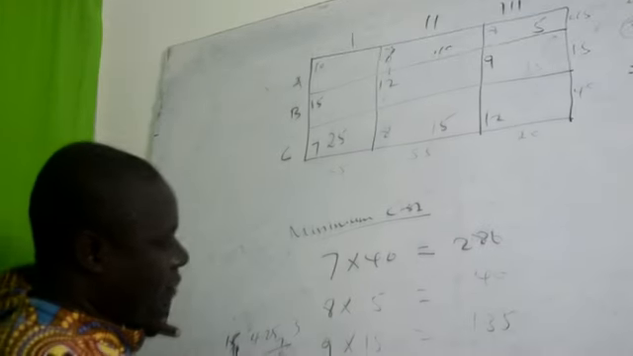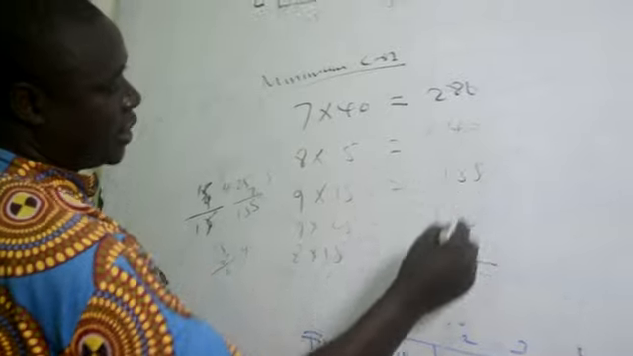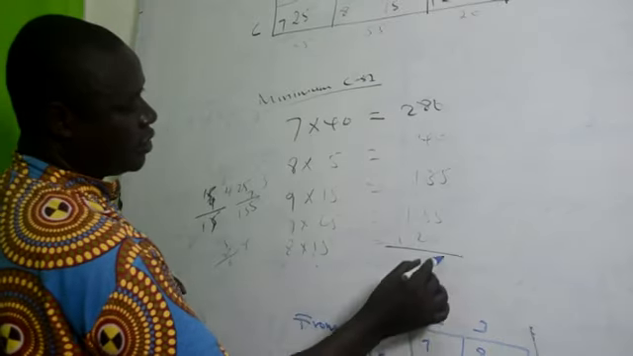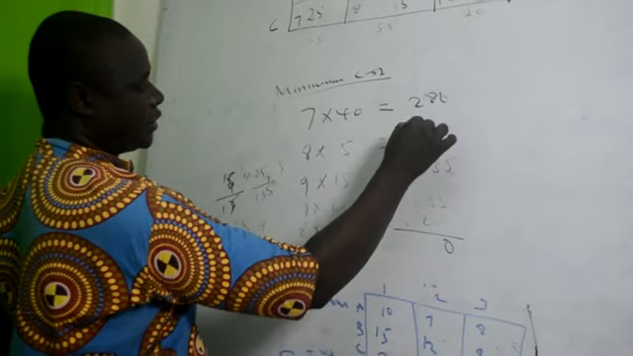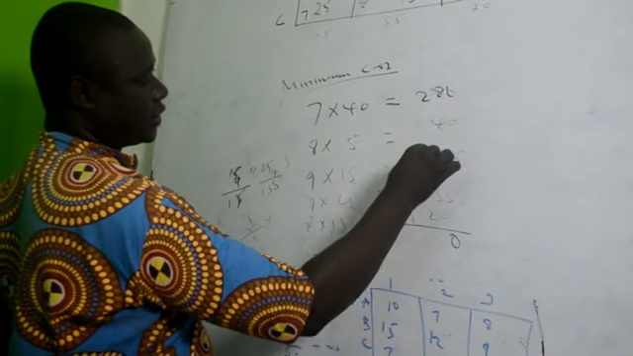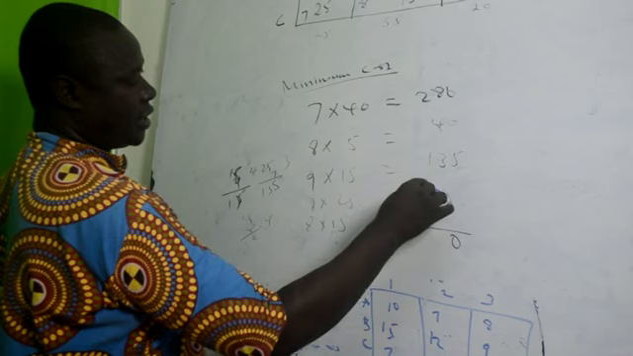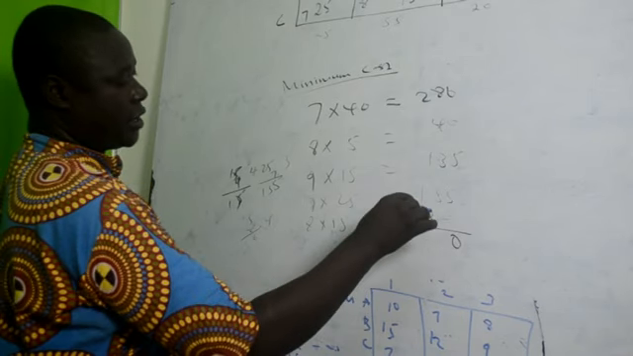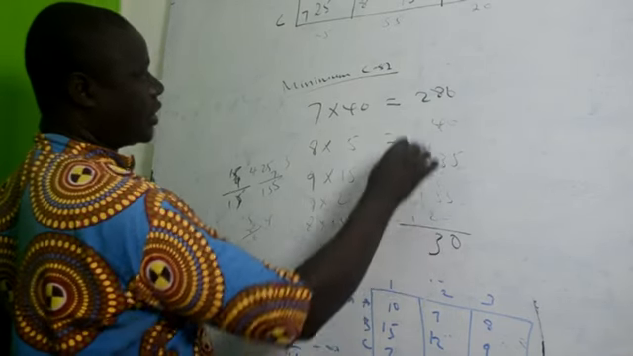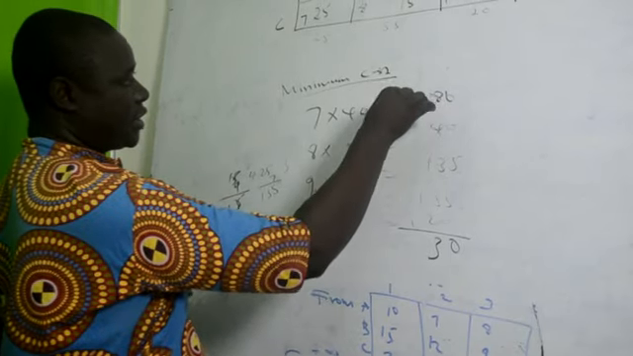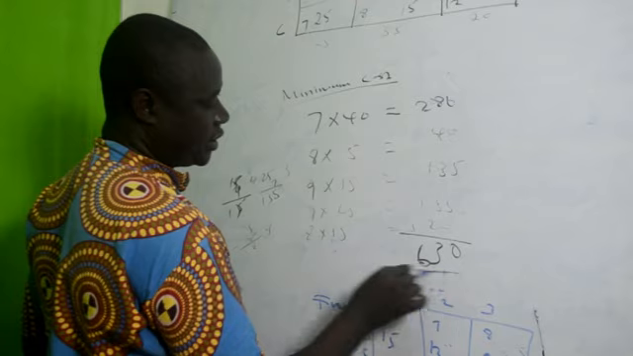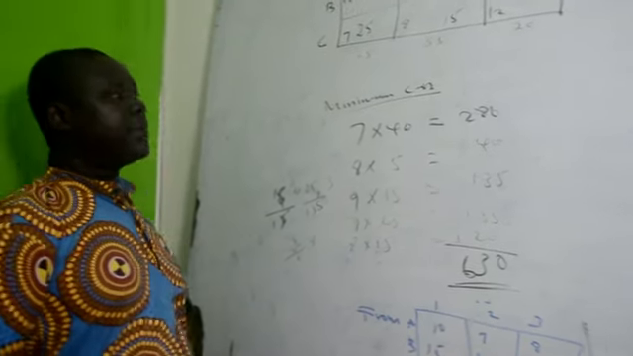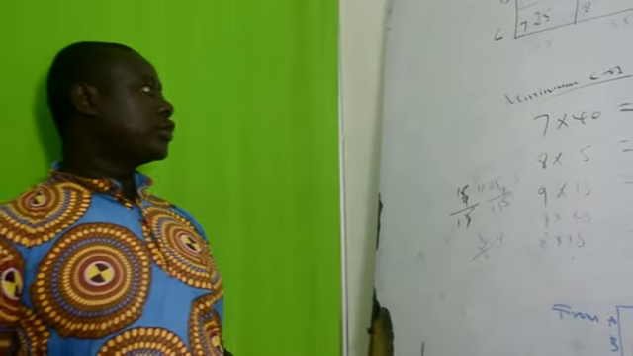Then you add all of them. If you add them, what do you get? The total comes to 630. Now 630 is going to be our minimum cost.